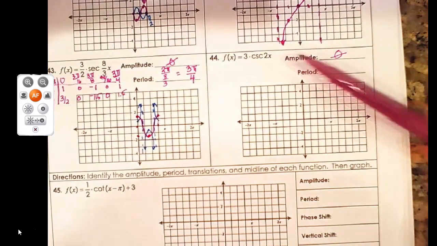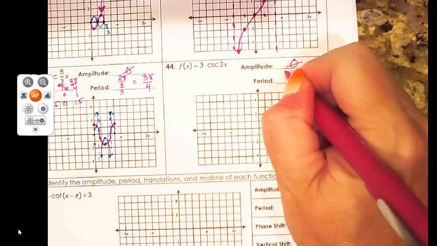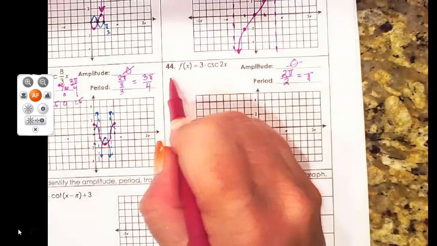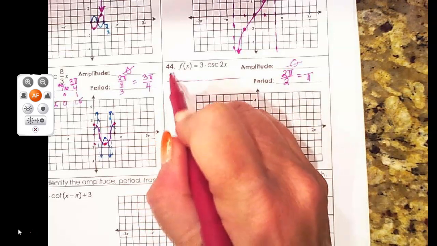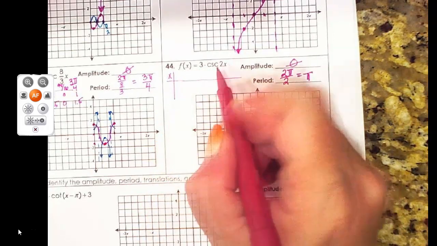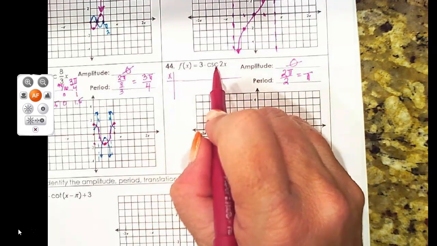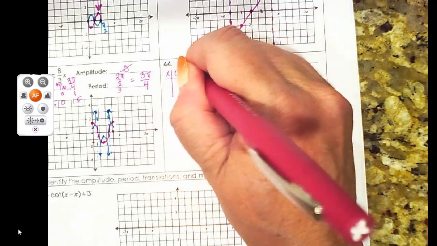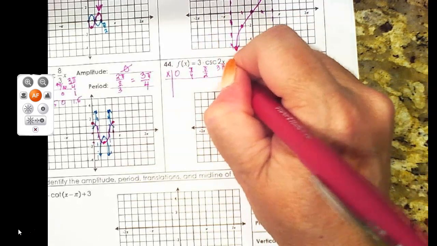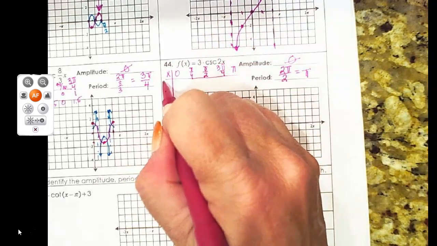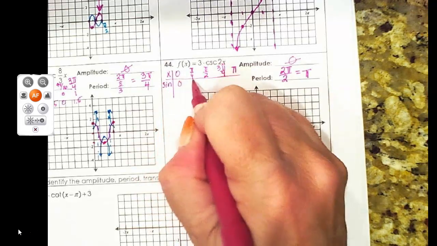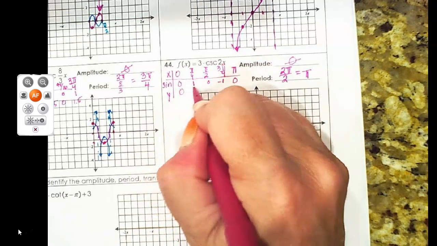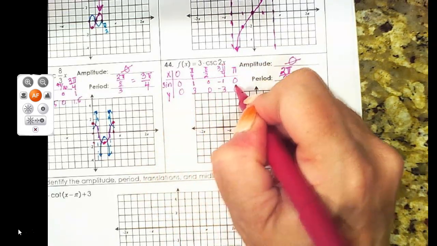And last but not least, I'm going to do the cosecant. My period is 2 pi over 2, which is just pi radians. So I'm going to be graphing my related function, the sine curve, with cosecant. And I'm going from 0 to pi. So halfway is pi over 2, halfway there is pi over 4, and here's 3 pi over 4. So my parent for sine is 0, 1, 0, negative 1, 0. My y values for sine are going to be 0, 3, 0, negative 3, 0.